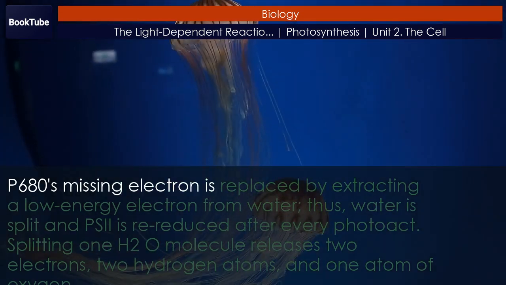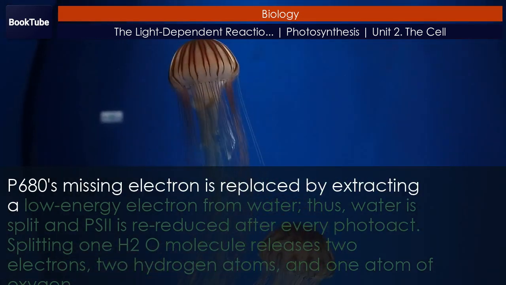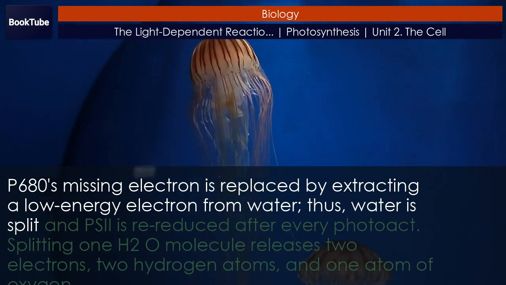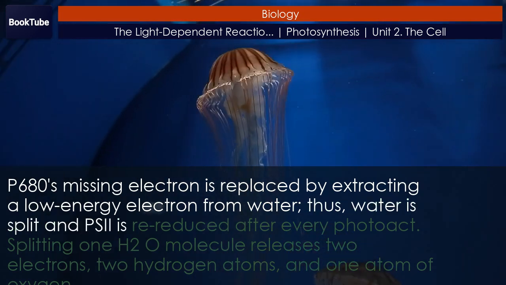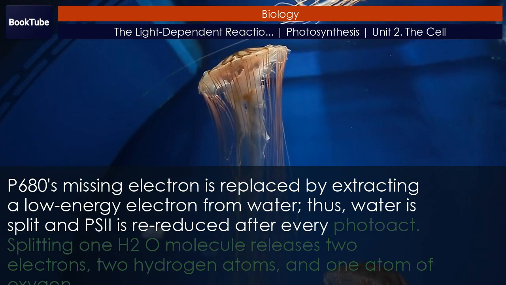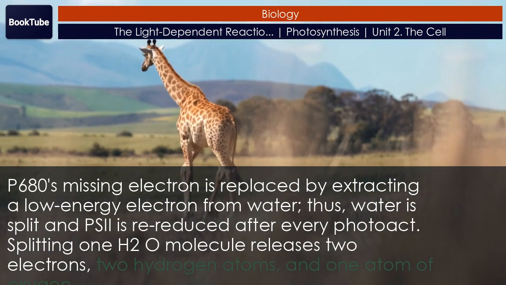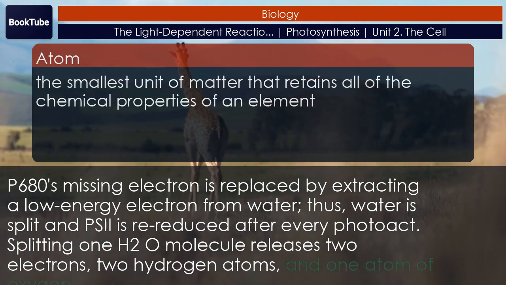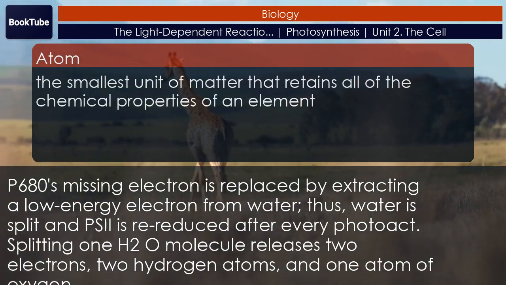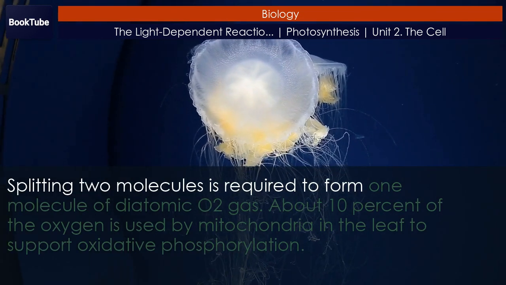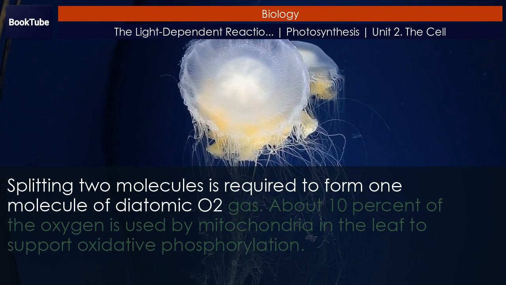P680's missing electron is replaced by extracting a low-energy electron from water. Thus, water is split and PSII is re-reduced after every photoact. Splitting one H2O molecule releases 2 electrons, 2 hydrogen atoms, and 1 atom of oxygen. Splitting 2 molecules is required to form 1 molecule of diatomic O2 gas.